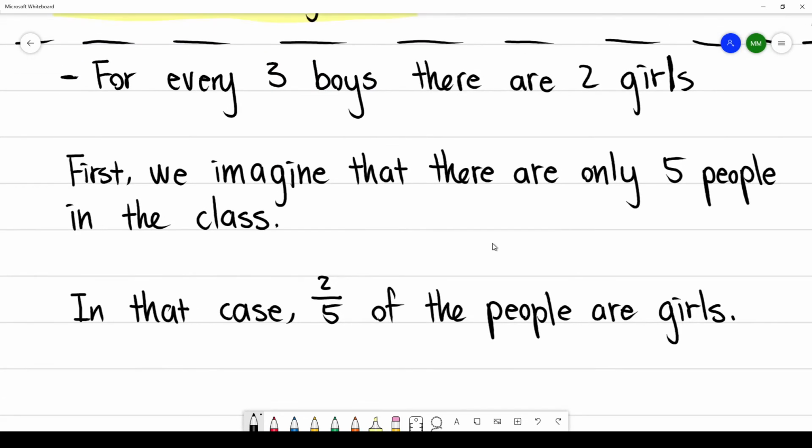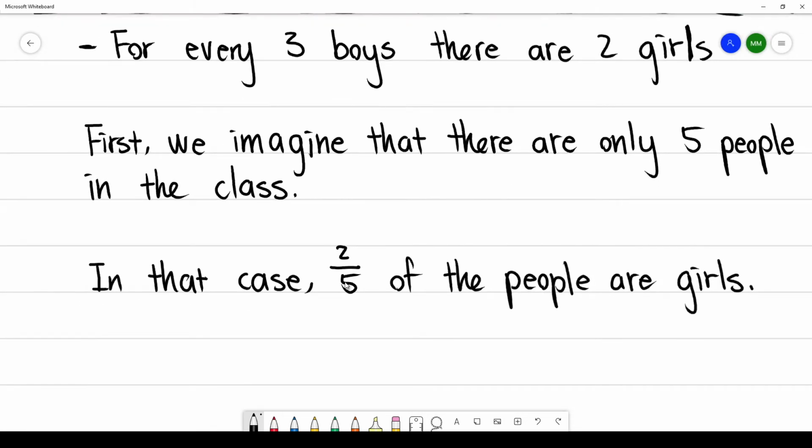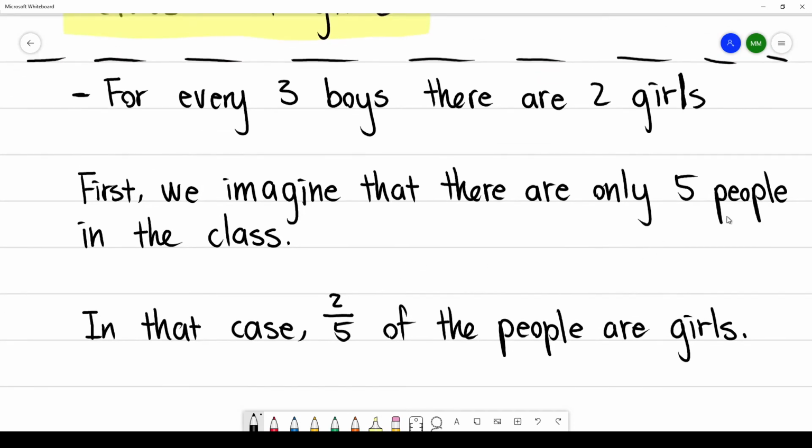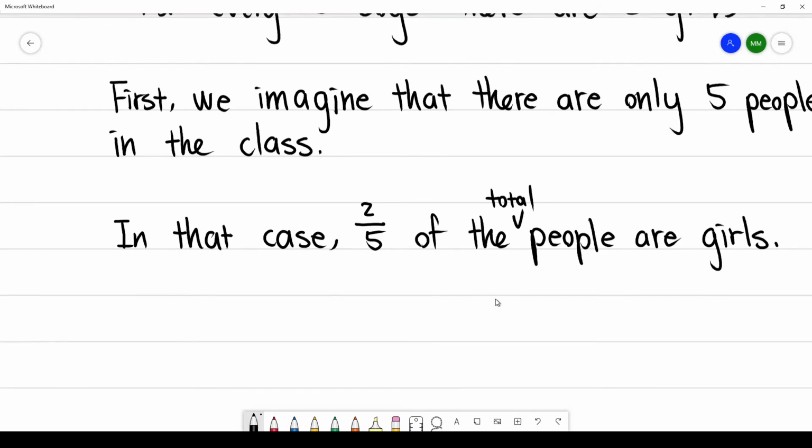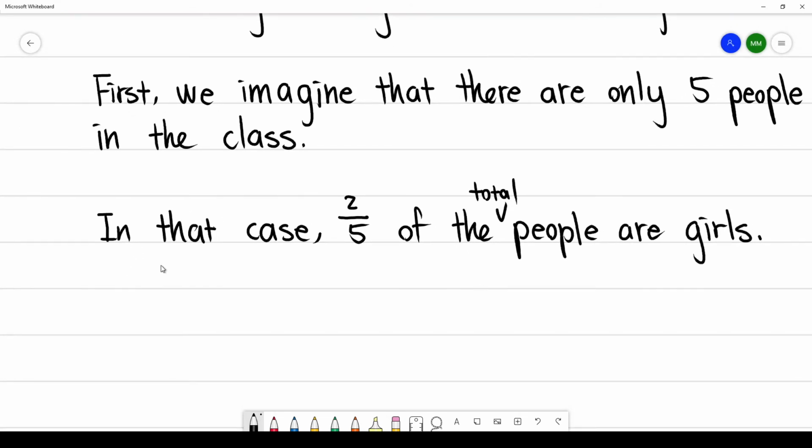Now notice, remember how I said ratios are just proportion? What this means is that this 2 out of 5, this proportion, never changes. So with 5 people, there are 2 out of 5 people in the class. With 10 people, still 2 out of 5 of the total people are girls. 35 is still 2 out of 5 people. 2 out of 5 of the 35 people are girls.